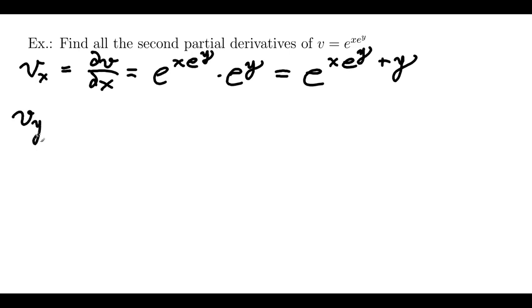Let's take the partial with respect to y, v sub y, or the partial derivative of v with respect to y, using the Leibniz notation here. Again, this is an exponential function, so we start off with e to the x e to the y, and now we multiply by the derivative of that exponent. I just did the fraction problem. My head's stuck on fractions.